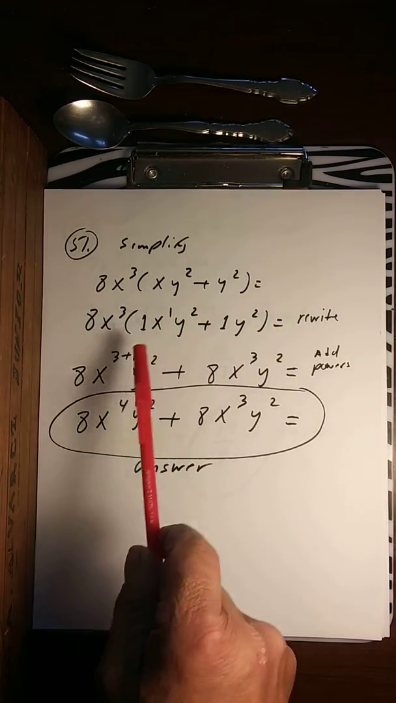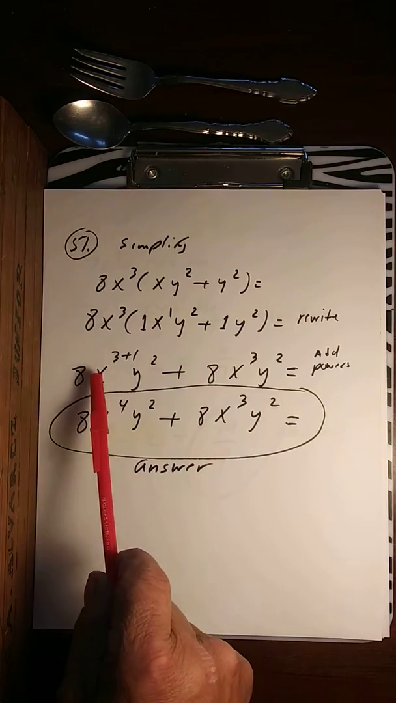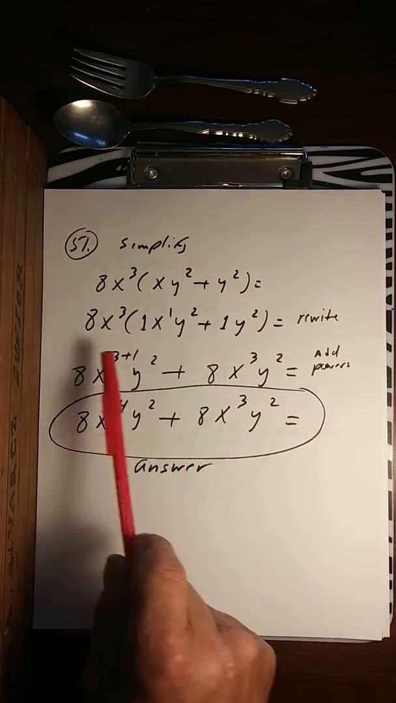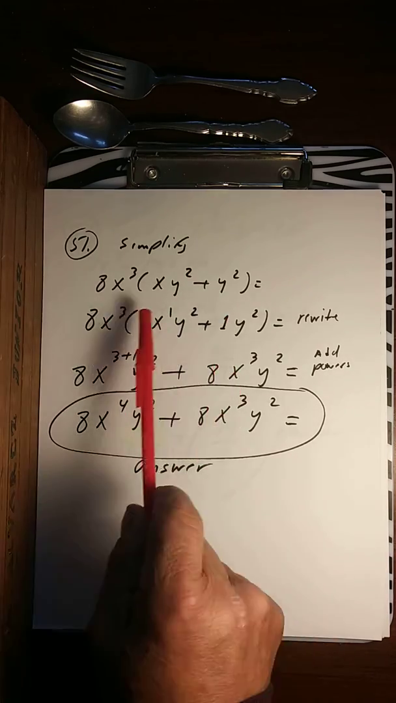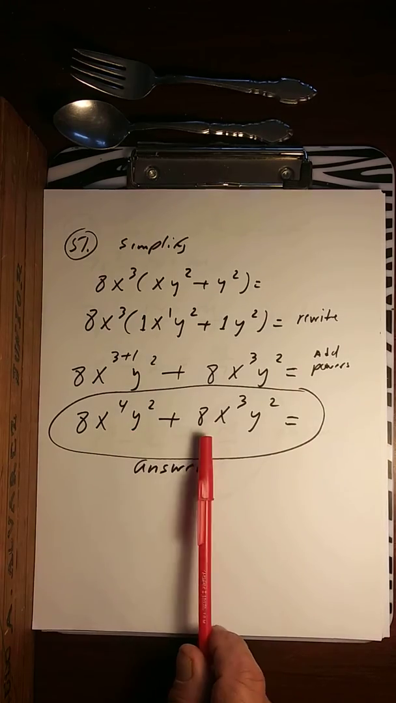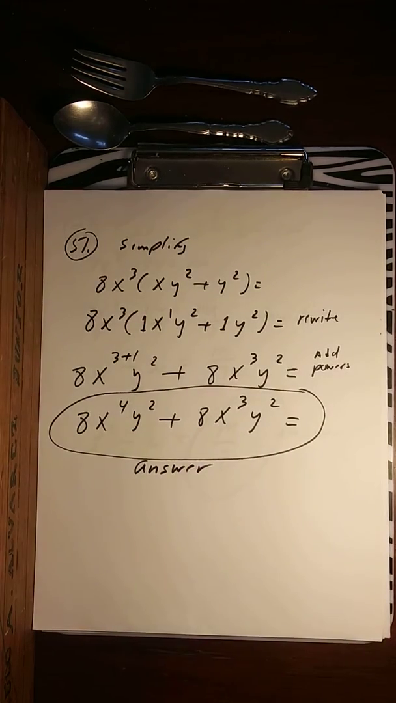Multiply these out. Put a 1 in there. So we're going to have that times that is going to be 8. And x3 and x1 add together. Write it down. That times that is going to be 8. And then it's going to be the 3 and the 2. Just copy it. Add this power. So 8x to the 4 y squared plus 8x to the 3 y squared.